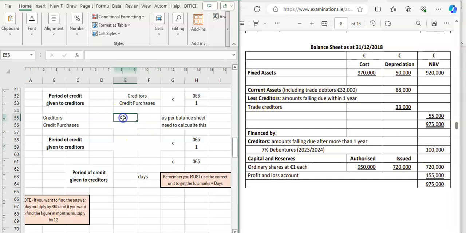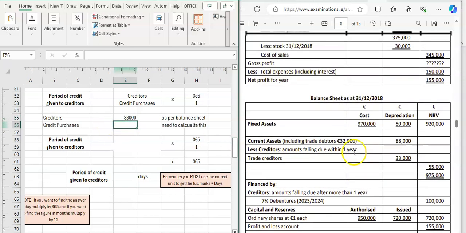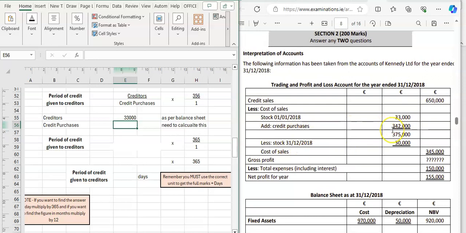So our creditors figure on this question is 33,000. And then you're going to need your purchases figure, which is in the profit and loss account, which is 342. So remember, sometimes you're asked to calculate your purchase figure. So that's where you're going to take your cost of sales figure. You're going to add on your closing stock, and then you're going to take away your opening stock. But we're given the purchase figure in the question, so we can just divide one by the other. So we've identified the figures. Now we're going to put the figures into our formula.